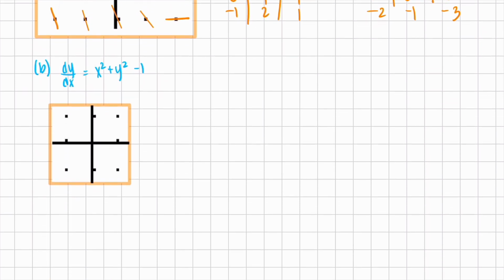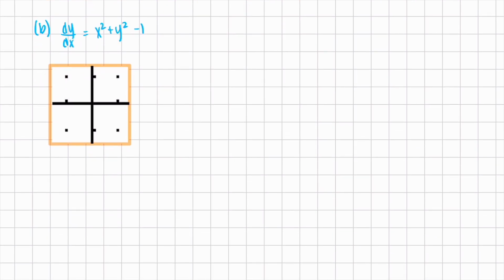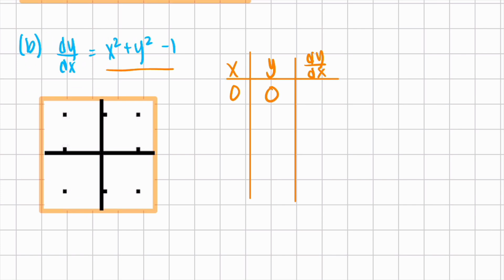Let's do another one. Notice that this one is also not separable, and they gave us fewer points to use. That's okay. Just fill in the points that they're asking you to fill in. So make a chart. I'm going to start at 0, 0. Plug 0, 0 into your differential equation. We get negative 1.